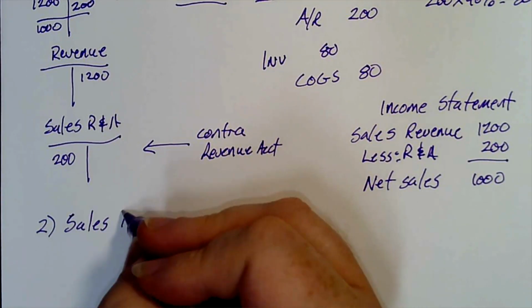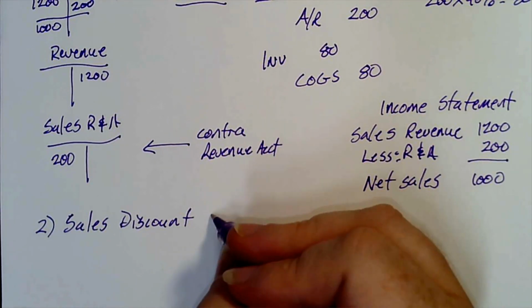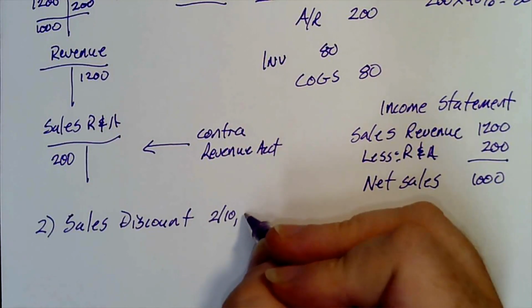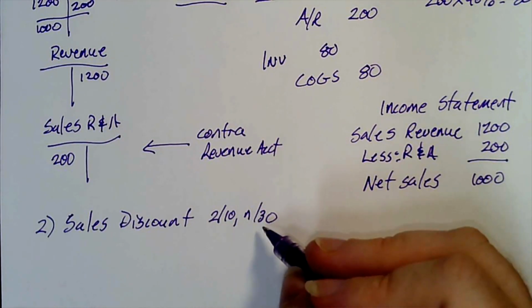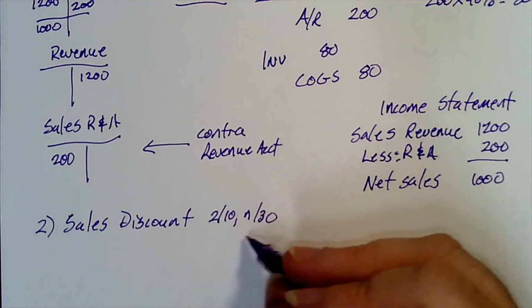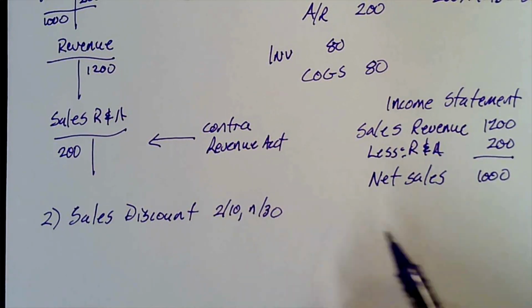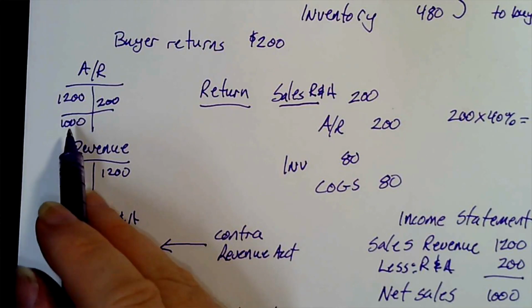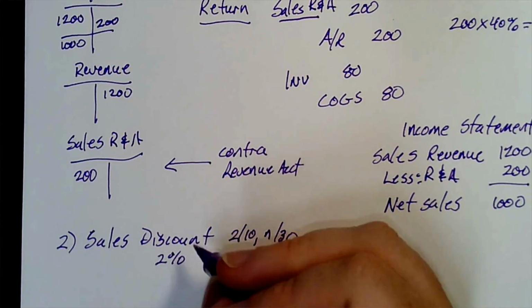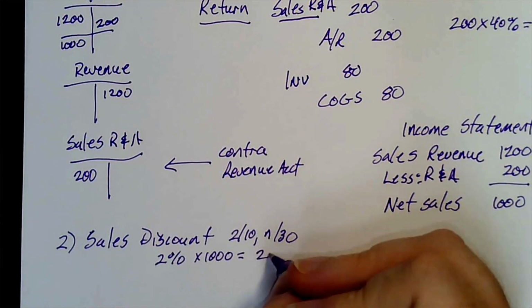So what does the discount look like from the seller side? We offered, as the seller, 2/10 net 30, meaning 2% discount if paid within 10 days. And if you don't pay within 10 days, everything needs to be paid within 30 days, the balance. So with the 2%, now what do they owe us? They owe us 1,000, right? 2% times 1,000 means that the discount is going to be $20.